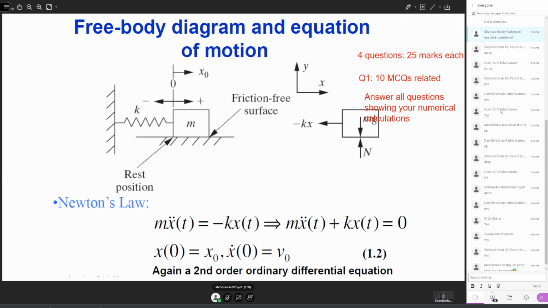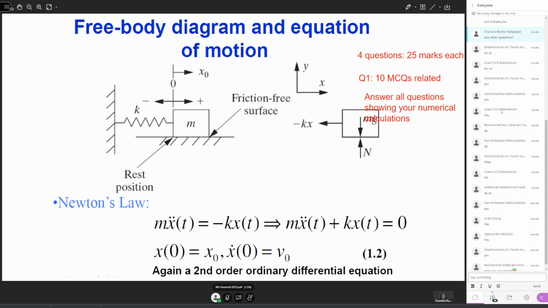So these MCQ questions would be quite simple, in the sense you will have mass given, stiffness constant given, then you will be asked to calculate what will be the natural frequency. So you can just simply calculate omega n as square root of k by m. So all the 10 MCQ questions, you will have the required information.